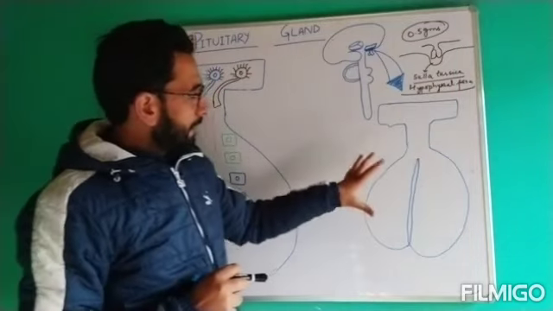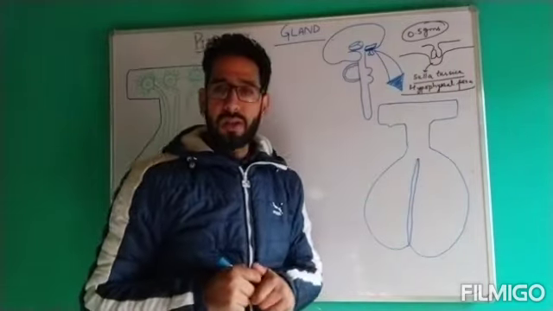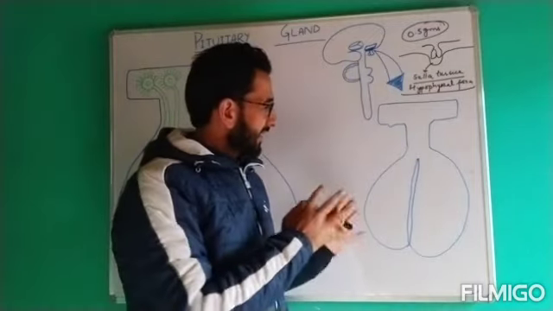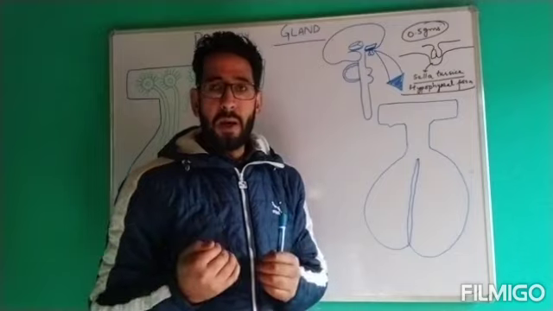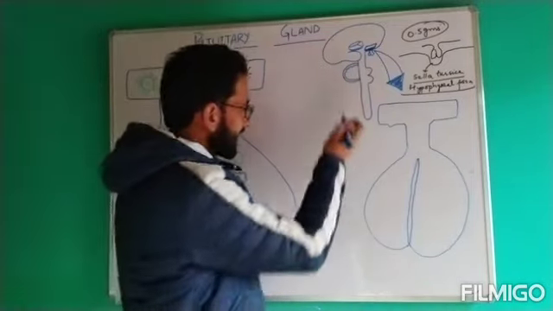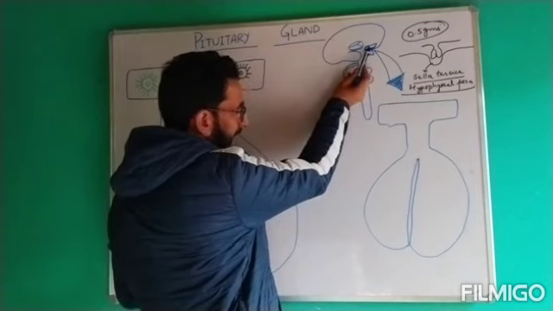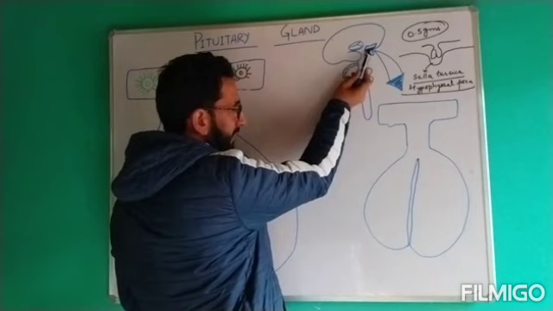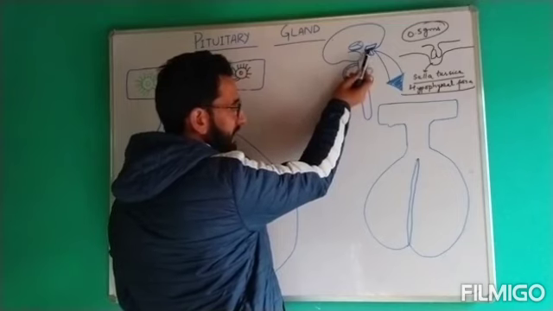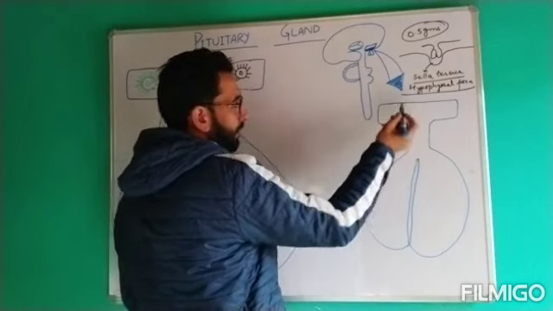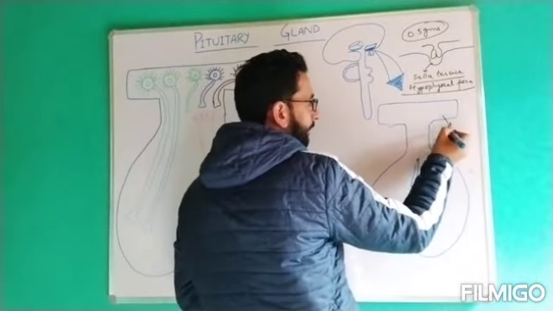Now coming to the basic anatomy or the structure of the pituitary gland. It contains two major parts, which are called the two lobes of the pituitary gland. You can see right here, this is the hypothalamus. The hypothalamus is connected with the pituitary gland by this funnel-shaped structure, which I have drawn here.